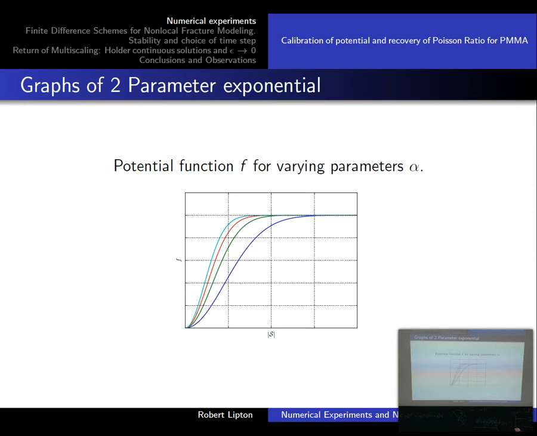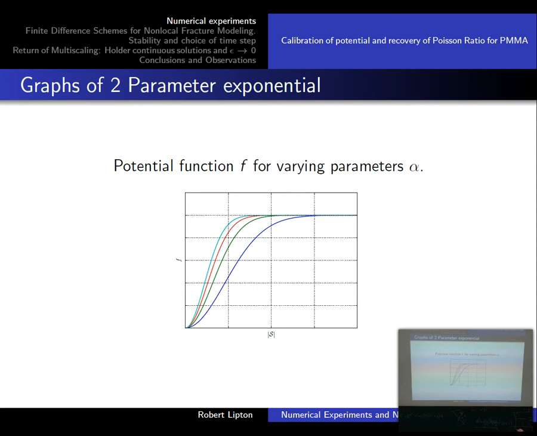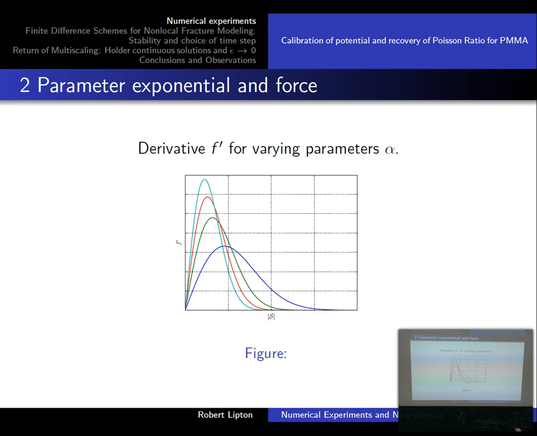But here, for example, this should be W. So this is a plot of W, and it's convex, concave with a limit point. And then the derivative of W, that is the partial derivative with respect to S, is this softening force here. And here is the strength. This is the highest force you can apply before it begins to soften.